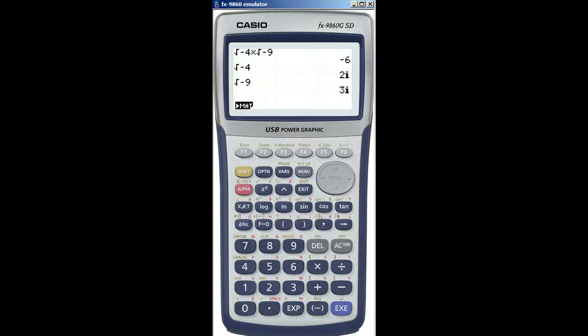Well, the principle is that the square root of x times the square root of y equals the square root of x times y whenever x and y are positive, or if x or y is 0, or if one of them is positive and the other is negative, but it fails when they're both negative. The square root of x times the square root of y equals the square root of xy is false for x and y both negative.